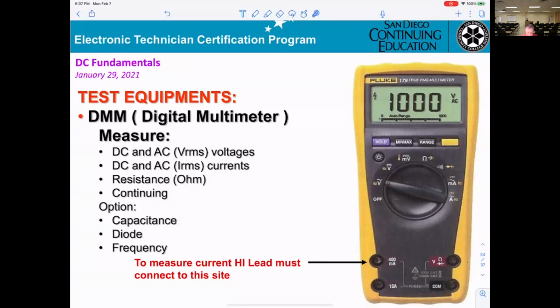However, if you want to measure the current, the lead here must be moved to the other side. This is for the range of 400 milliamps. If the current is higher, you can connect to here, but you cannot keep it at the voltage input. They will cook the fuse inside the meter. That is very important. When they tell you to measure the current, the red lead must be moved to this side here. Any question?